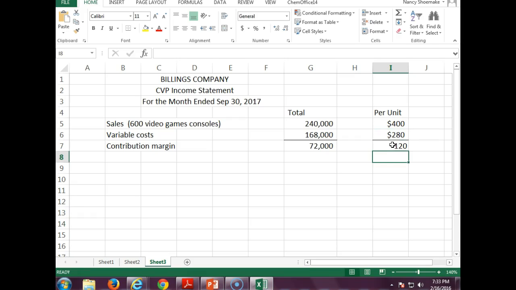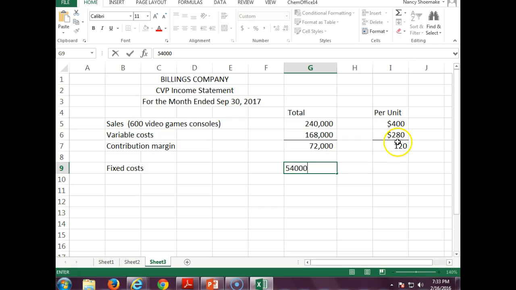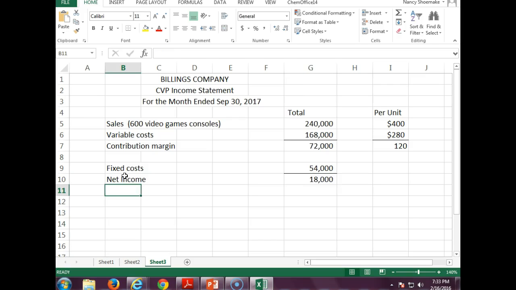And over here, 120 per unit, right? What are the fixed costs? 54,000. So our net income is what? 18,000? 72 minus 54? 18, right?